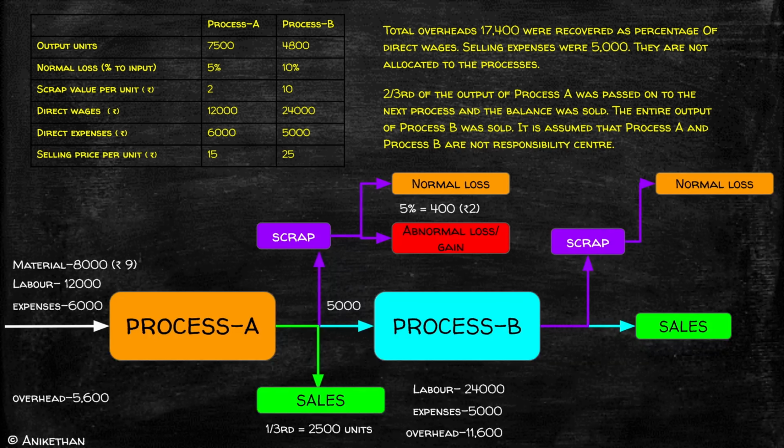and do the balancing. Similarly, process B also has a certain scrap, which is 10% of input. 10% normal loss is 500 units and scrap value is 10 rupees. And output units are 4800. So with this, now we are in a better position to prepare the process account. Let's proceed with process account.